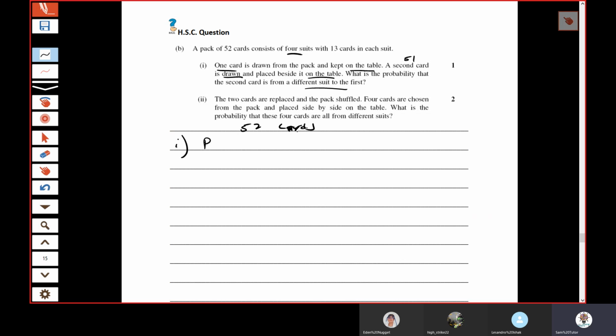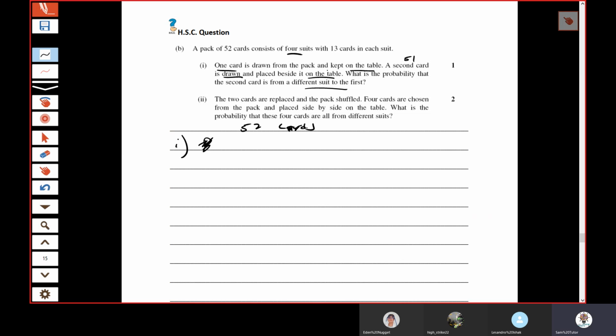1 mark, huh? There's 52 cards. So for the second card to be from a different suit, you've got to take out all. Okay, all right. Go play the game, like I said. So tell me, Eden, let's start the game.